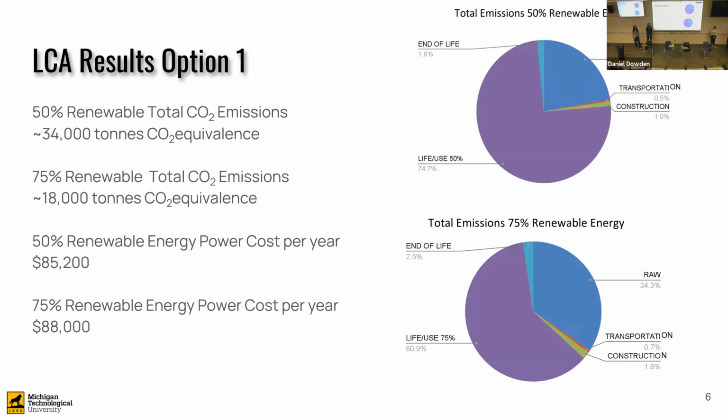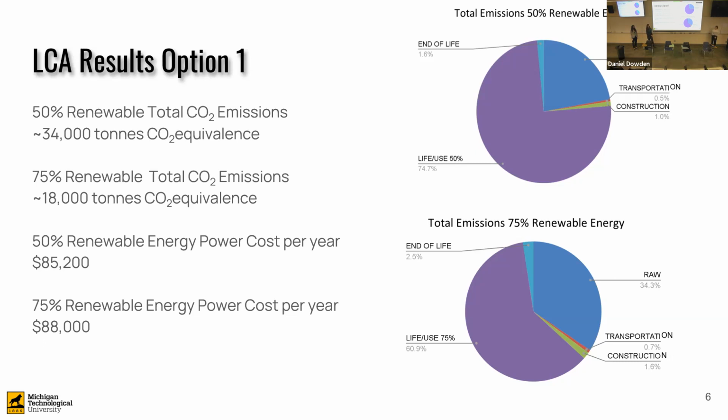And so jumping right into the results, we have the 50 and 75% renewable energy broken up into individual pie graphs to make a better visual representation of the amount of CO2 emissions. So for 50% renewable energy, there is around 34,000 tons of CO2 equivalents with the life and use phase. This is equal to around 3.5 million gallons of gas, to put it in better terms. And so comparing that to 75% renewable energy, there is a 40% decrease in the emissions. And you can see that for the life and use phase for 50%, it takes up about 75% of the entire emissions, while the 75% only takes up around 61%.